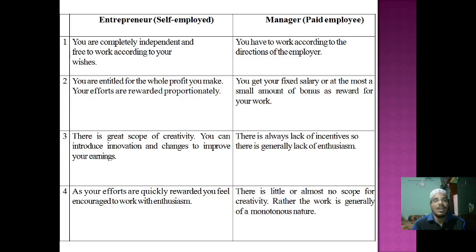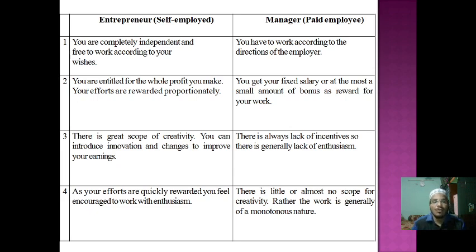If I am making an organization, I am completely independent and free to work according to my wish. According to my wish, I can do my work and develop my ideas. But the manager will develop ideas or work as per the direction of the company norms, which I created already. The entrepreneur gets the whole profit he makes. His efforts are rewarded proportionally.